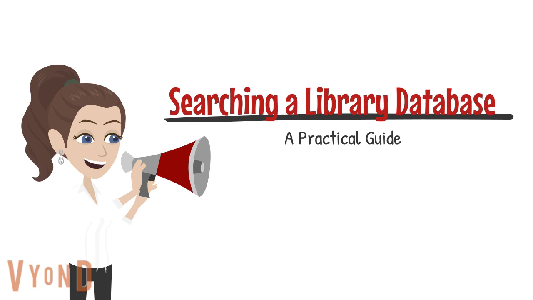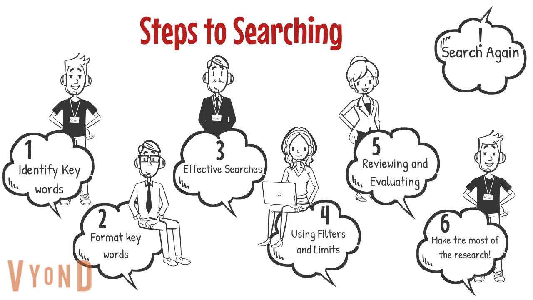In this video, we're looking at searching library databases and the most effective way of finding resources that are relevant to your research topic. The first step is identifying the keywords and phrases. These reflect the key concepts of your research topic. Start by writing out your research question.